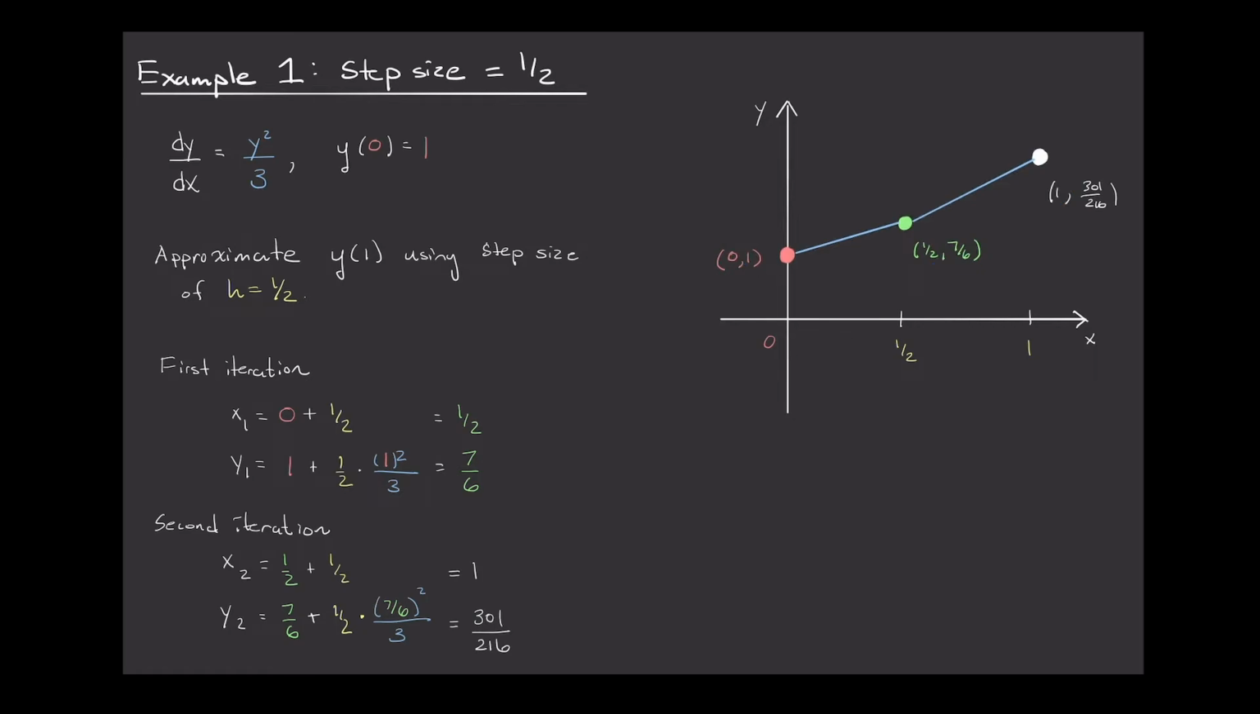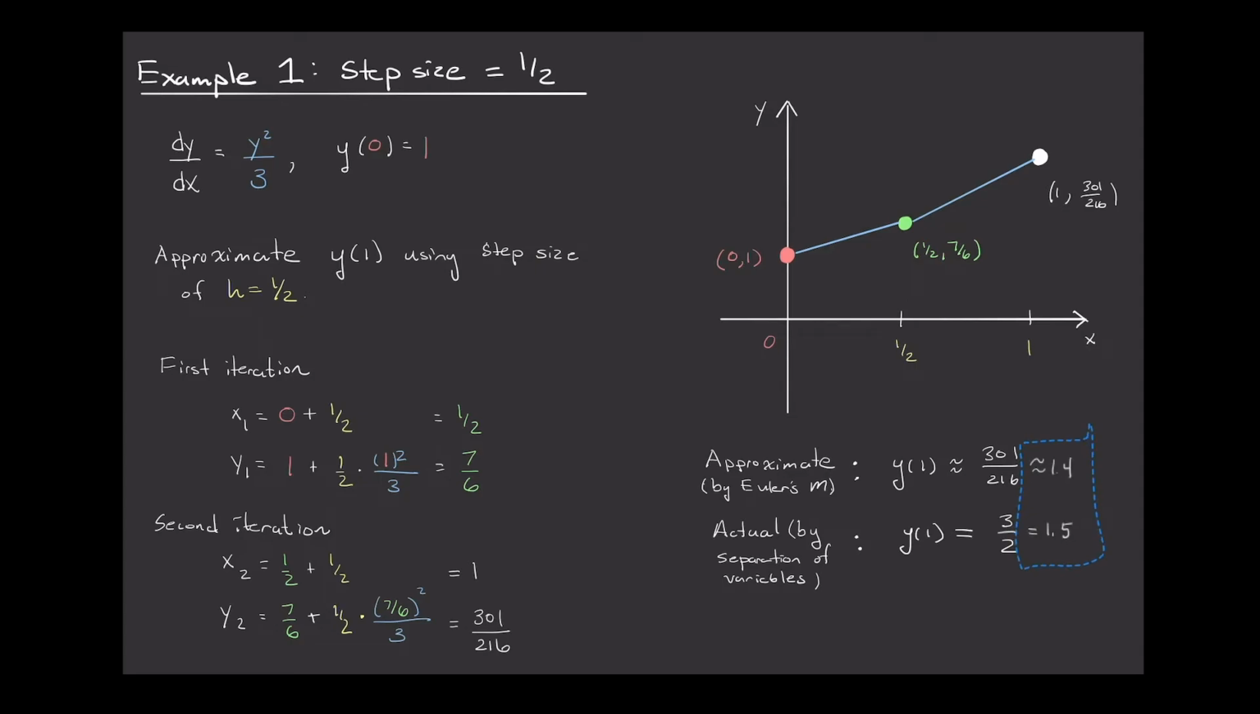Now our approximate y value when x is equal to 1 is 301 over 216. That's approximately 1.4. This is a separable differential equation, so we can find a solution formula. And if we do that and compute for that solution formula what the value is when x is equal to 1, we get this value, which is exactly equal to 1.5. Comparing that to our approximation, there's a percentage difference. That's about 6.7. Now, as we mentioned before, we have two steps here and got an error of 6.7%.